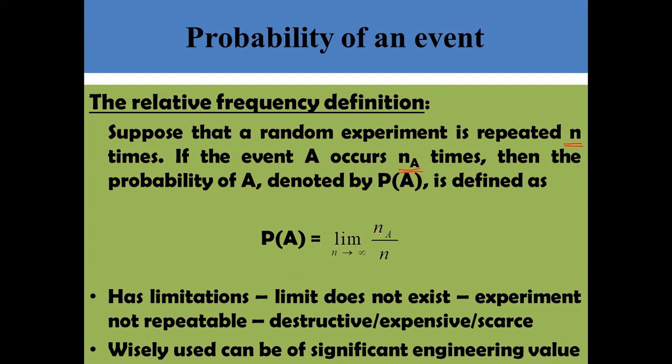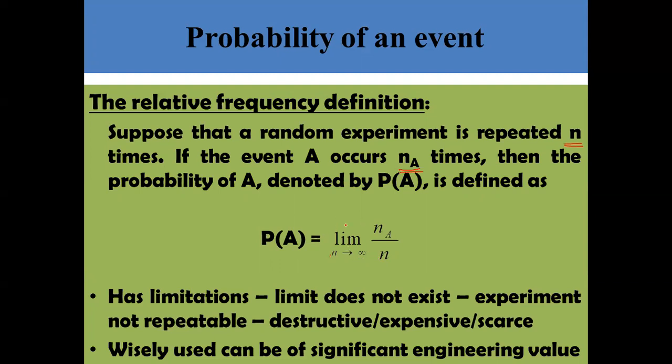That is the number of times an event A occurs divided by the total number of times an experiment is performed, and the number of times the experiment is performed is infinitely large. So by performing an experiment a large number of times, that is several times, and if an event A occurs nA times, then the probability of an event A is nA by n, that is the limiting value.